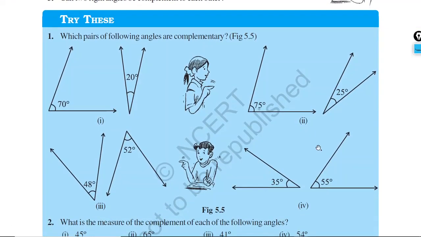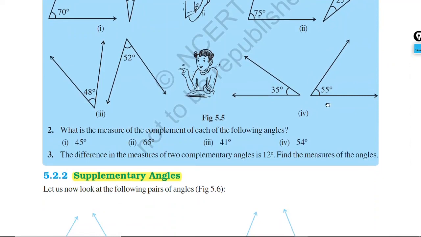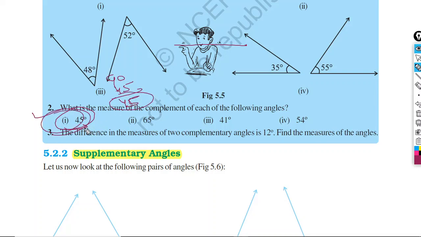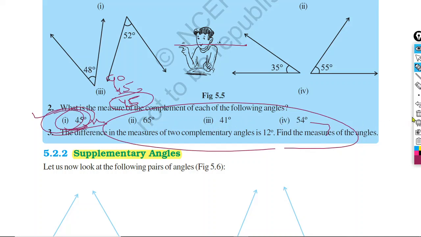Now there is a try this. Please try this at home. Which pair of the following angles are complementary? Check which pair are complementary. We have already checked two to three examples. What is the measure of the complementary angle of the following? Here, 45 degrees. The measure of the complementary angle will be 90 minus 45, which is equal to 45. So in I, the measure of the complementary angle of 45 degrees is 45. You can write it like this. Similarly, you find the complementary angle of II, III and IV.